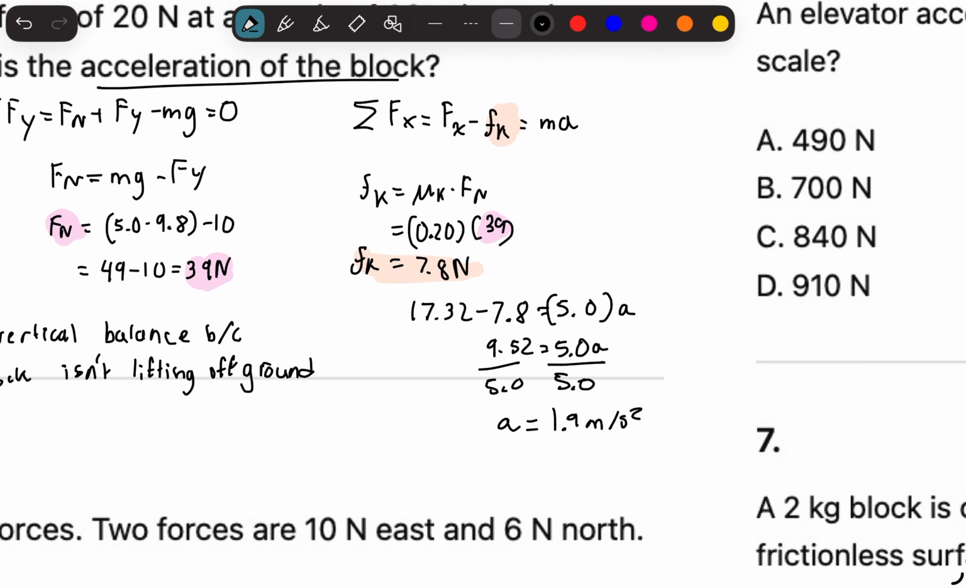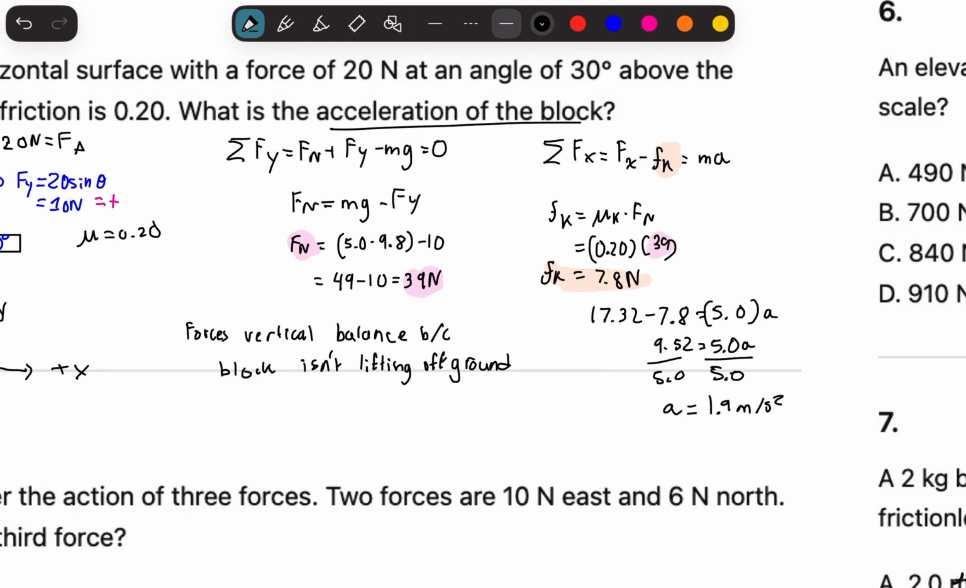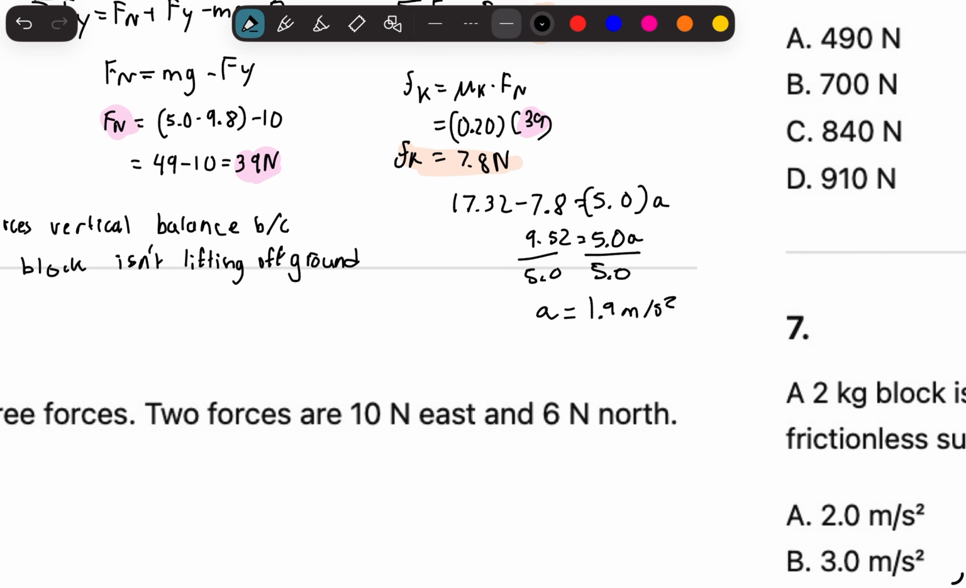Fk is equal to mu k, which is your coefficient of friction, times your normal force. We just found our normal force was 39 newtons, and we know that the coefficient of friction is 0.2. So that's 0.2 times 39, and that's 7.8 newtons.